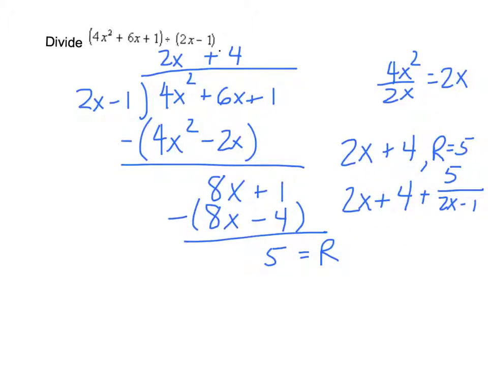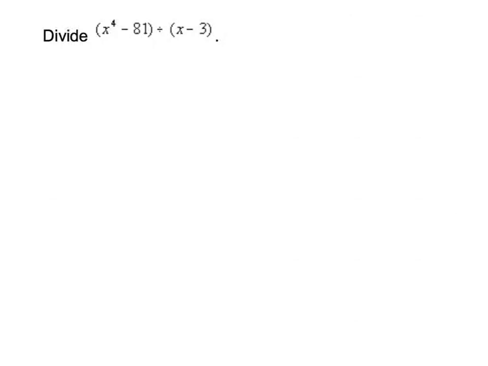Good. Next one. Okay, this is the last one for the video. So this time your dividend is x to the 4th minus 81, but we have a problem. We're missing all the terms in between x to the 4th and the minus 81. So we need to write this polynomial in standard form.